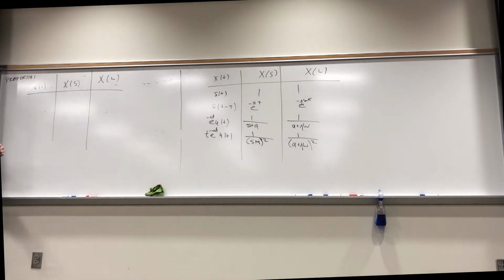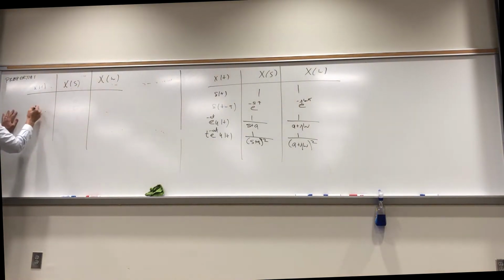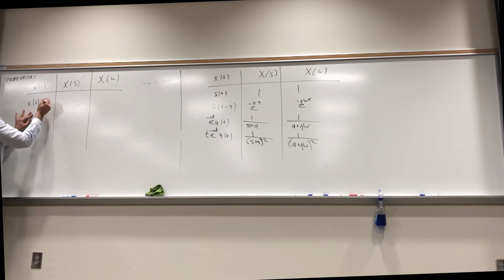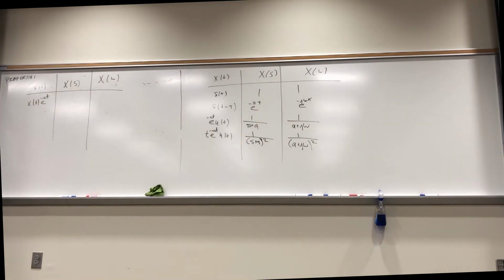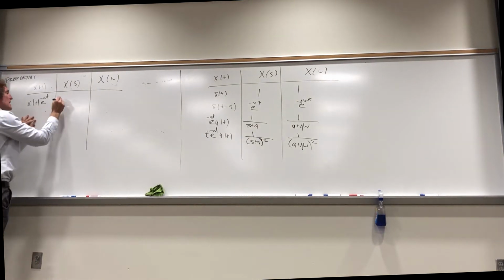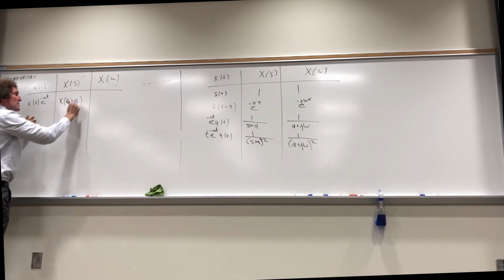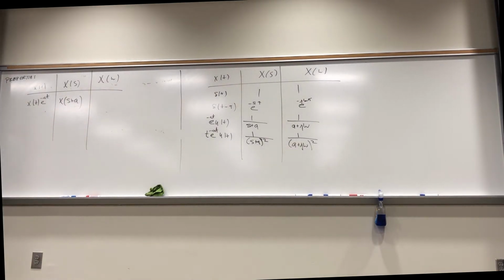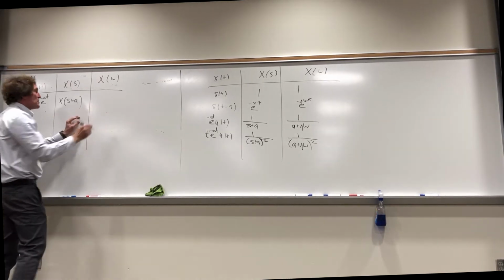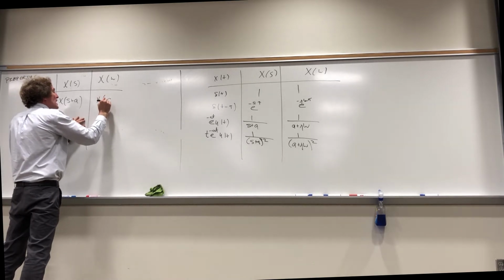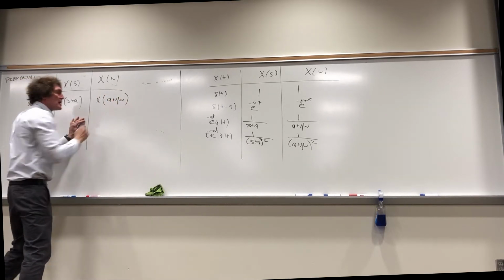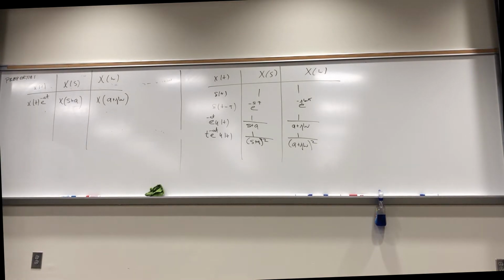All right, so if I have x of t times e to the minus at here, over here, what happens is I get x of what? S plus a. Y'all remember that? How many do? All right, we can prove that if you want, but it's not hard to. Over here, you're going to get x of a plus j omega. Now, instead of s, you put a j omega in there. Understand, class?